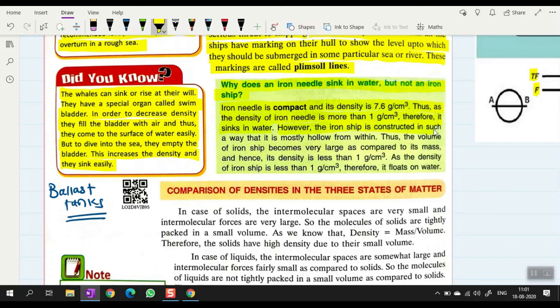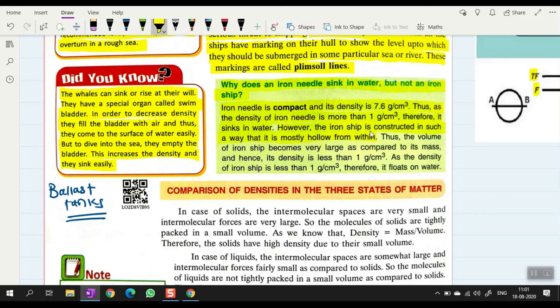However, the iron ship is constructed in such a way that it is mostly hollow from within. Do an experiment. Take a steel bowl from your kitchen and put it in a bucket of water and see what happens. Although it is steel, it will float on water. Why does it float on water? Because it is hollow from within. The shape of that bowl has more air in it, most of the bowl is filled with air. It allows it to float on water.